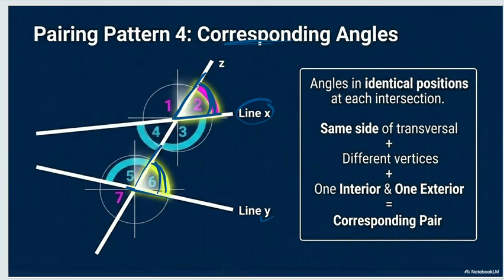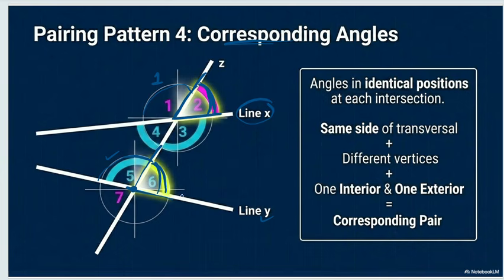Similarly, if we take angle 5 and angle 1, you can see angle 5 is on the upper side of line Y and angle 1 is on the upper side of line X. So their positions are the same because they are lying on the upper side of both of the lines. That's why they are corresponding angles. Got it or not?